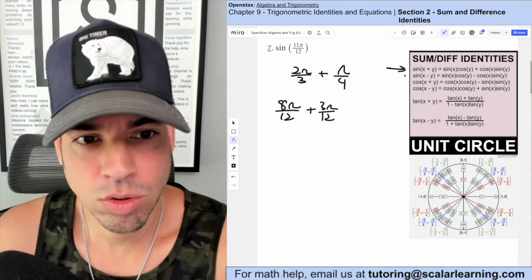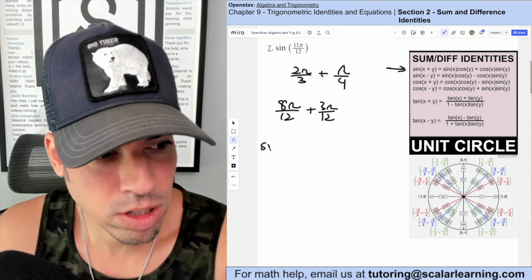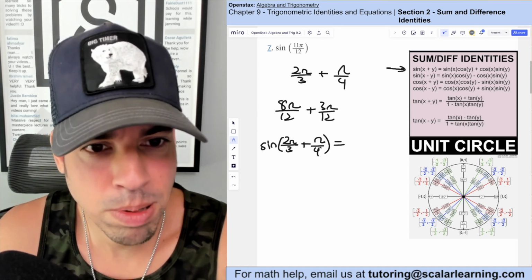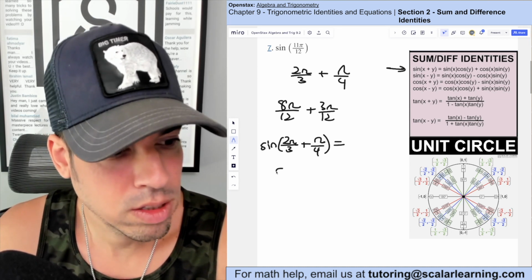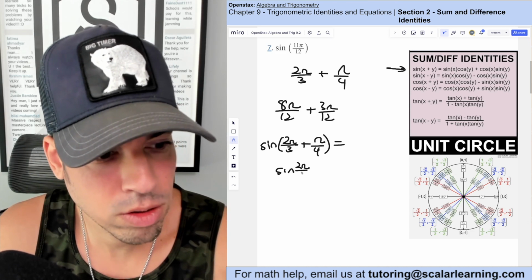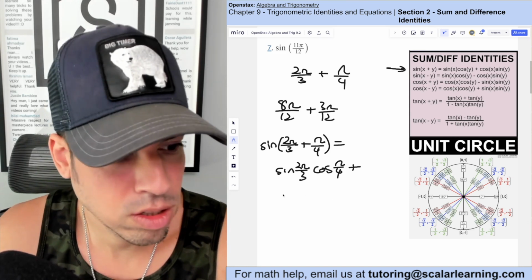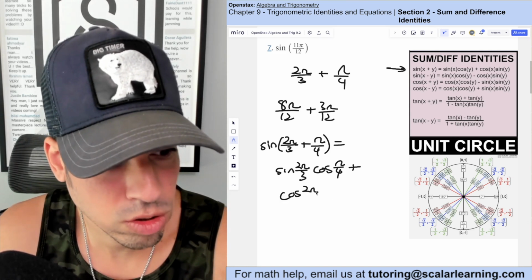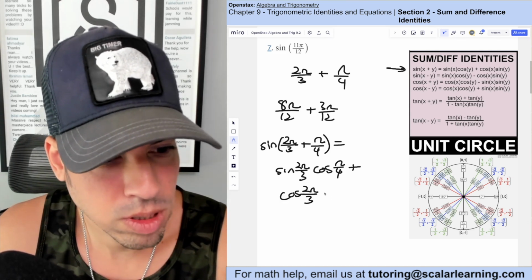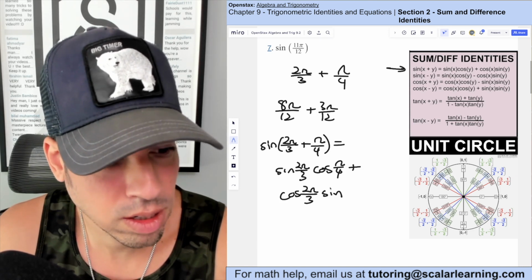So now let's use that sum formula and we'll write it out here. Sine of 2 pi thirds plus pi fourths equals sine of 2 pi thirds cosine of pi fourths plus, and then it's cosine of the first angle, which is cosine of 2 pi thirds, times sine now of the second angle, which is pi fourths.